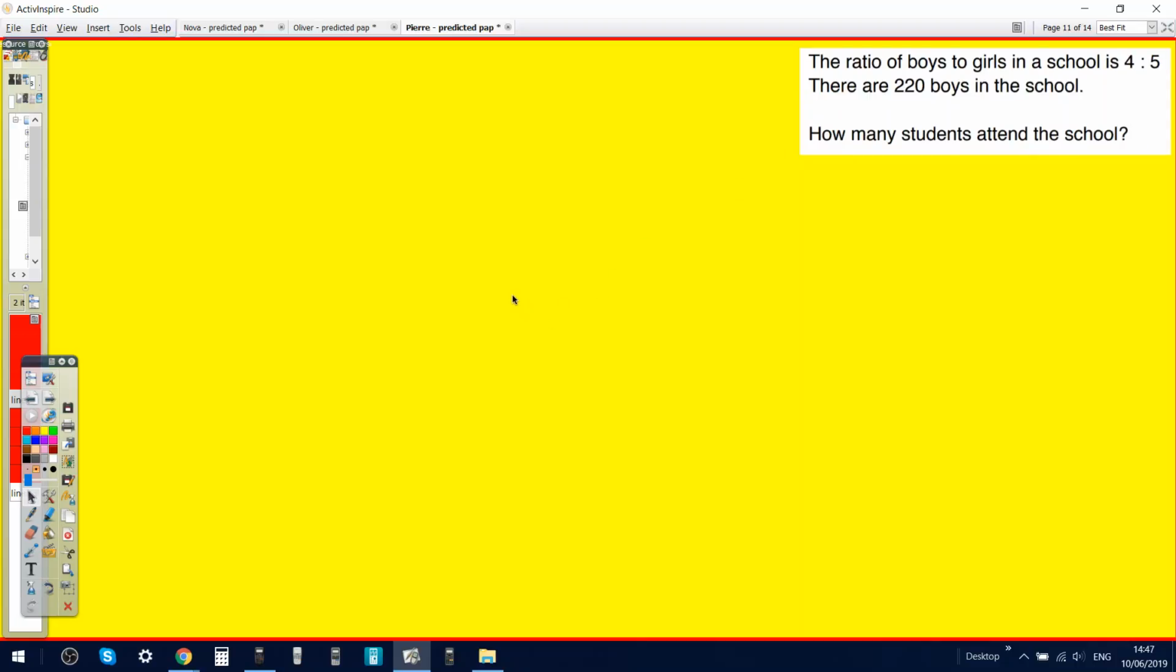Okay, how about this? The ratio of boys to girls is 4 to 5. There are 200 girls. How many students attend this school? Okay, so that's 9 parts in total. So 220. That's 9 parts in total.